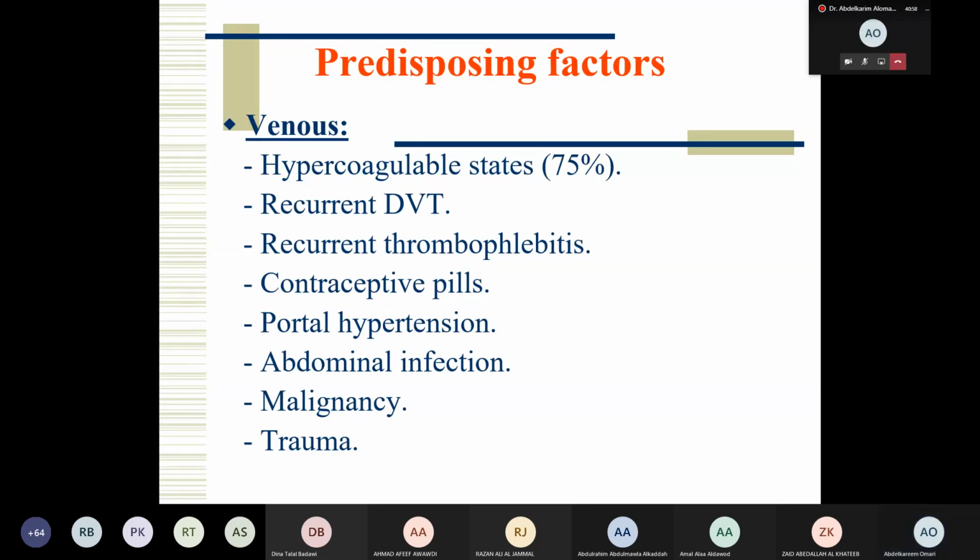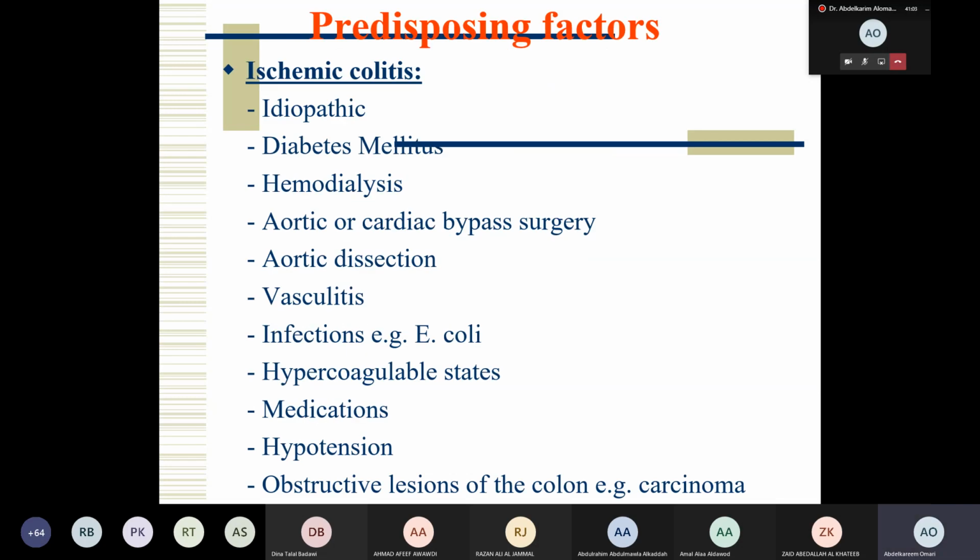Okay, now ischemic colitis, predisposing factors: diabetes mellitus, hemodialysis, aortic or cardiac bypass surgery, aortic dissection, vasculitis, infection especially by E. coli, hypercoagulable state as we said, medications, hypotension, obstructive lesions of the colon like carcinoma. Ischemic colitis is due to ischemia.